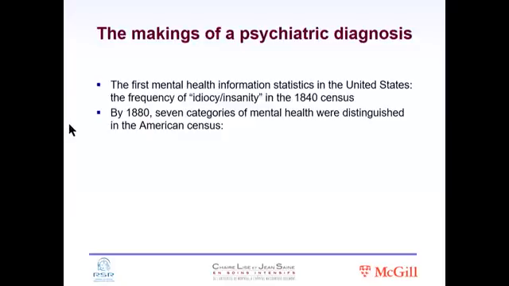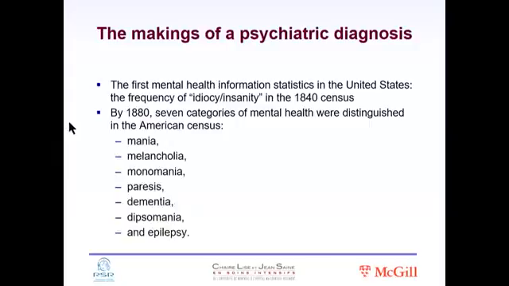In the U.S., the original census of psychiatric diseases was to tally the frequency of idiocy and insanity in the 1840 census. I will completely step aside from the temptation of any political humor at this point and tell you that by 1880, categories of mental health were created: mania, melancholia, monomania, paresis, dementia, dipsomania, and epilepsy. And those were considered the main categories of diseases that made people neurologically or mentally fragile.